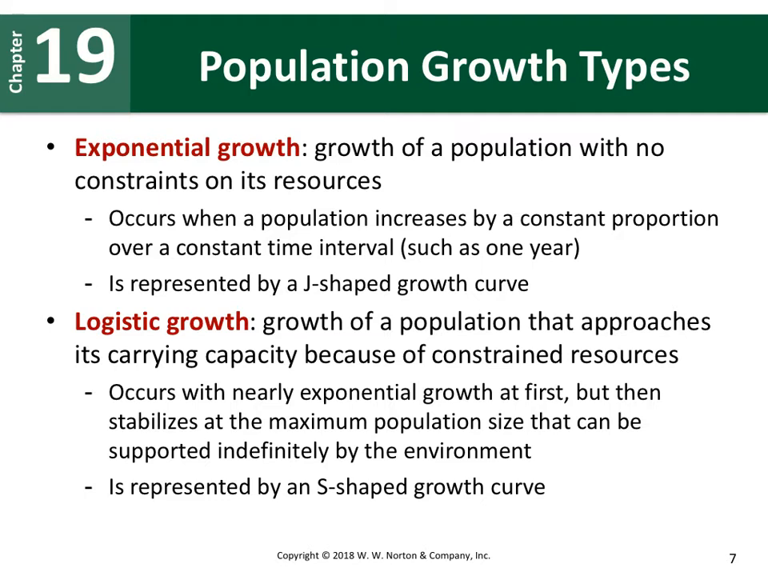So there are different kinds of population growth types. We're only going to cover two. Exponential growth is the theoretical limit of a continuously growing population, where there are no constraints on its resources. It occurs when a population increases by a constant proportion over time intervals, such as 1 year, and is represented by a J-shaped growth curve. So let's take a look and see what that looks like.